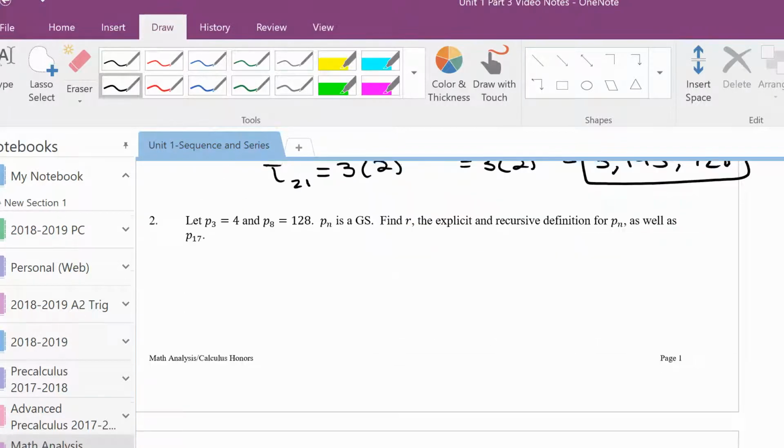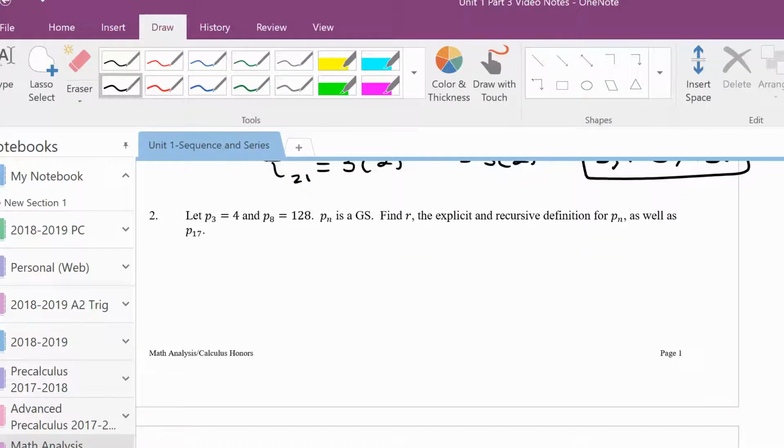All right, for the next one, they give us the 3rd term and the 8th term, and they say it's a geometric sequence, and we want to find the ratio. Remember, the ratio can equal the root of the difference of the term numbers, so 8 minus 4. Oh, sorry, it's the third term, so it'd be 8 minus 3, of 128 over 4. So the fifth root of 32, which is equal to 2. So that is the ratio.